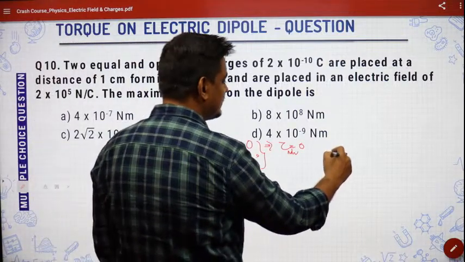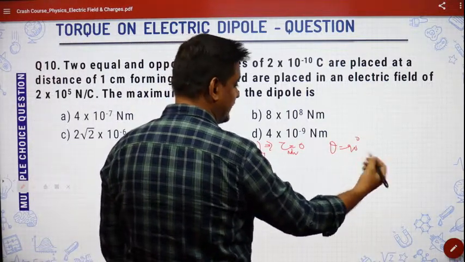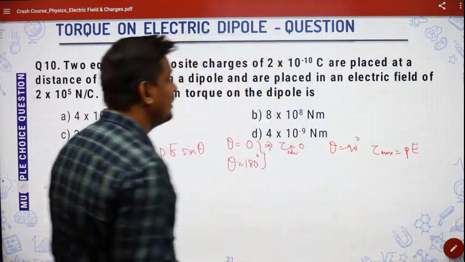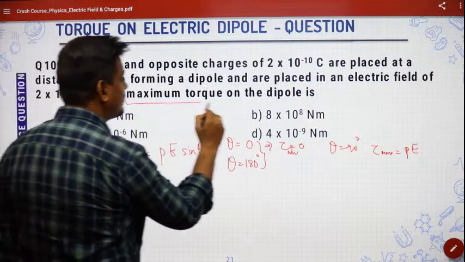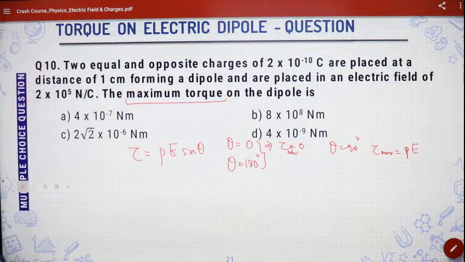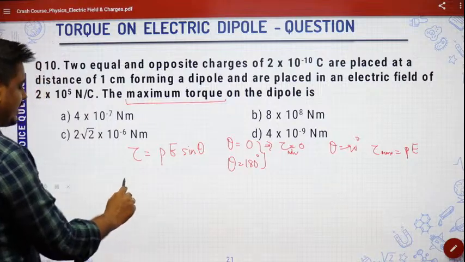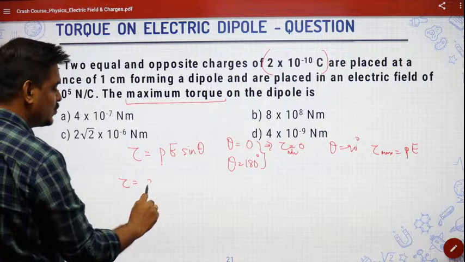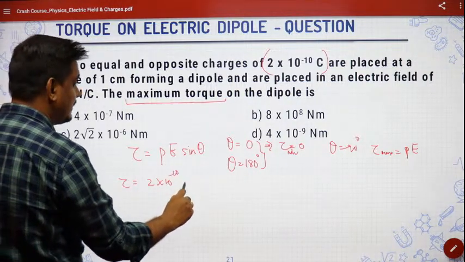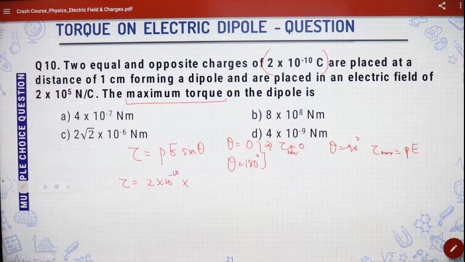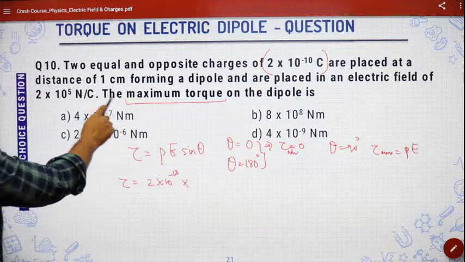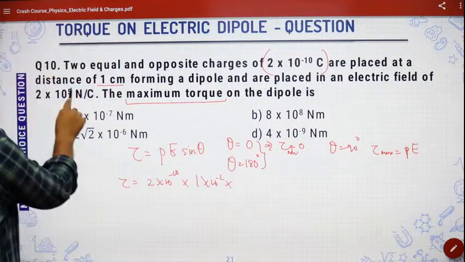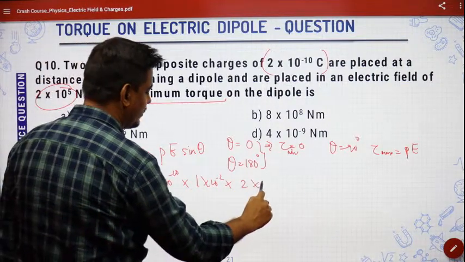If theta is 90 degrees, then sine theta is 1, so the maximum torque will be equal to p into E. Since they have given the word maximum torque, the meaning is pE, because theta will be 90 degrees obviously. If torque is equal to pE, we can easily find pE here, because p is q into 2d. q is given as 2 into 10 to the power minus 10, and the distance 2d is given as 1 centimeter, so 1 into 10 to the power minus 2, and the electric field is given as 2 into 10 to the power 5.